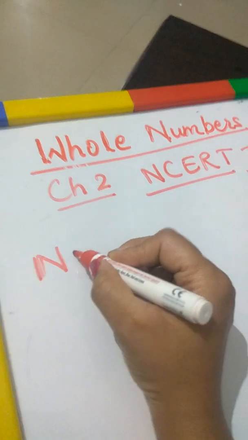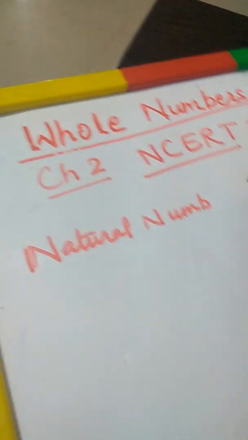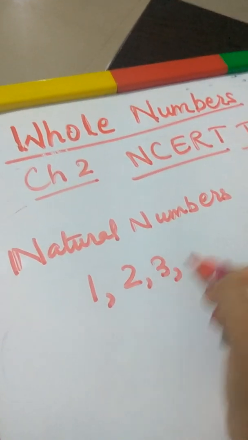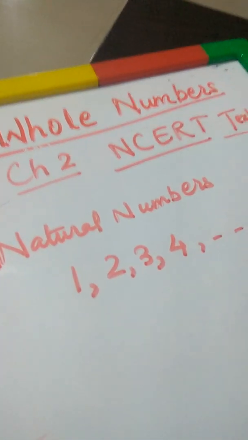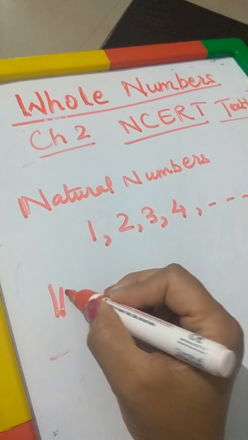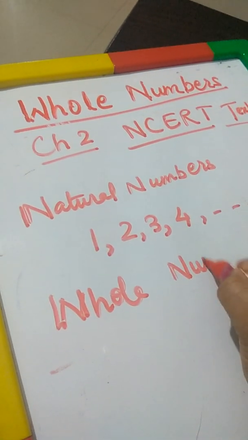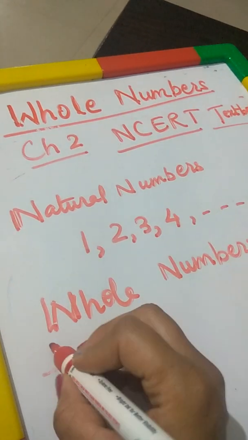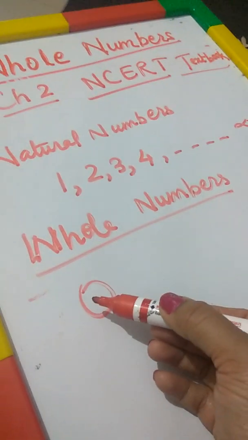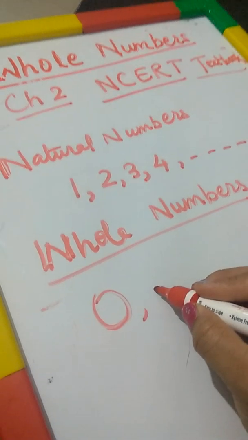So our system of natural numbers starts from 1, 2, 3, 4 and so on, it goes till infinity. When we talk about the whole numbers, it starts from 0. And can you notice 0 also has a whole in it? So you can remember it that way. That 0 is a whole number.